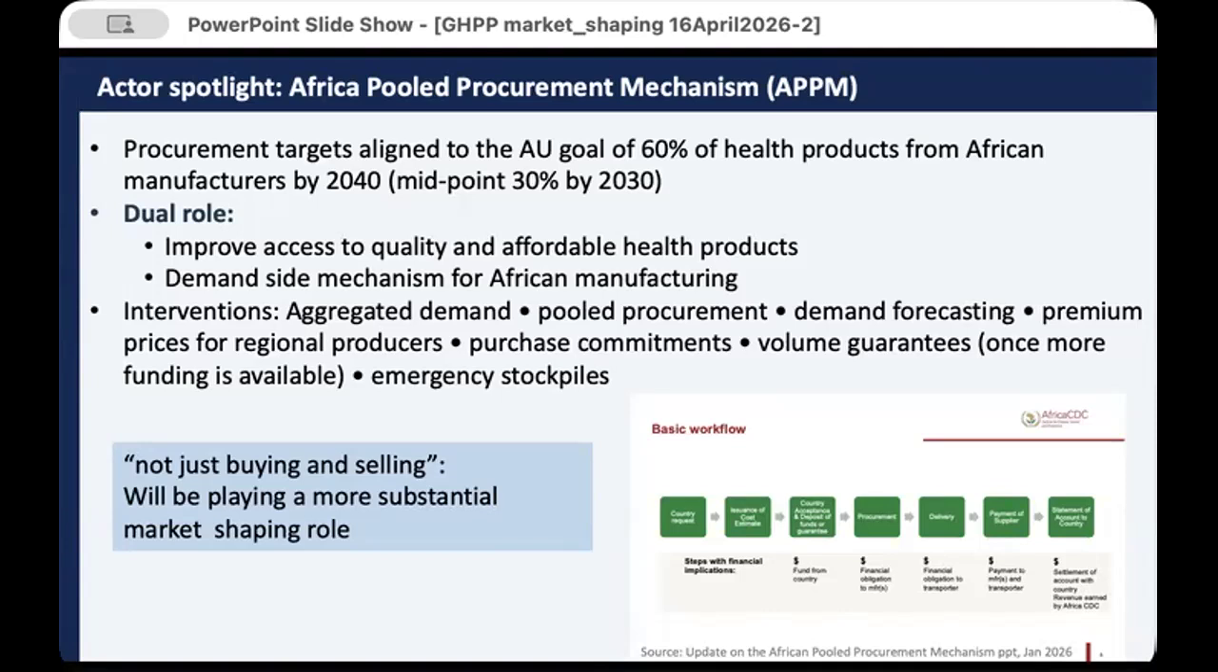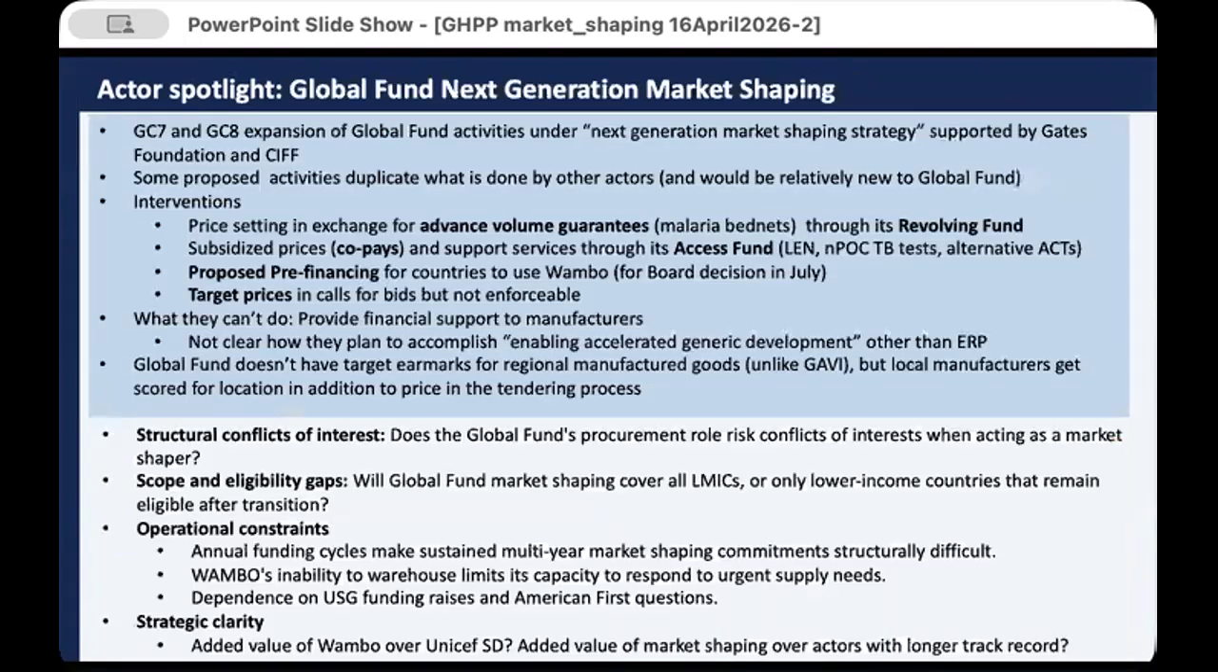They are working towards the AU goal of 60% of health products from African manufacturers by 2040, with that essential midpoint by 2030. So you see some of the interventions here. Next. Now, the Global Fund slide, sorry for the presentation being fuzzy for some of you. There's a lot of information here.